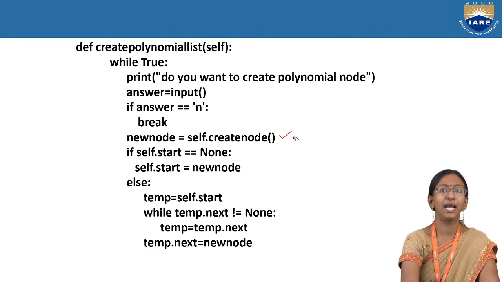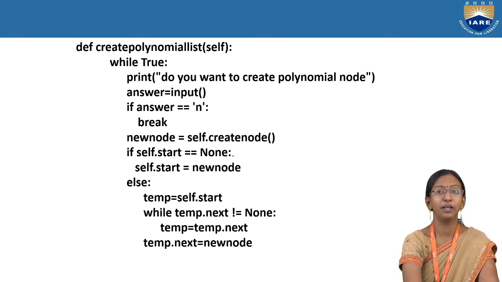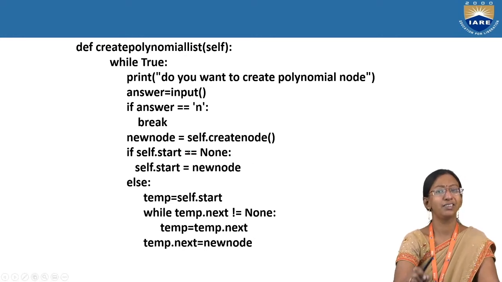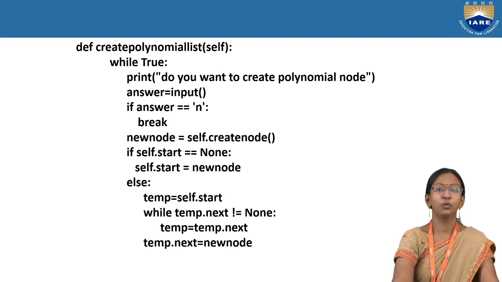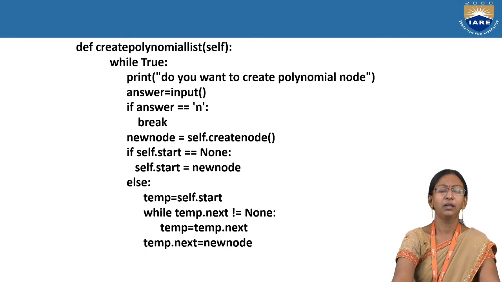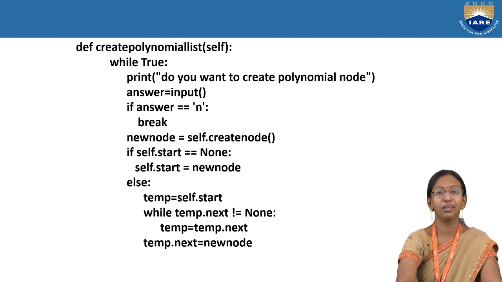Start will be holding the address of the new node. What if this condition in your if fails? That means start is no longer none. It is holding some address. At least one node is already being created. So now my task is to place the new node, whatever I have created just now, as the last element. So let's do the same.